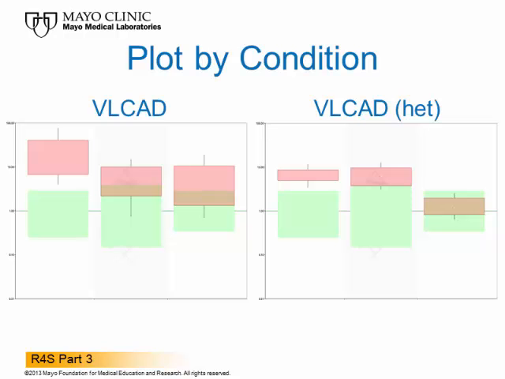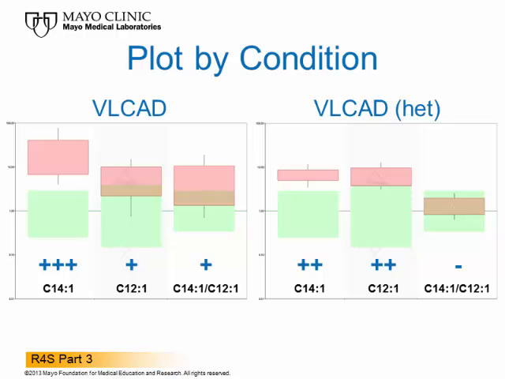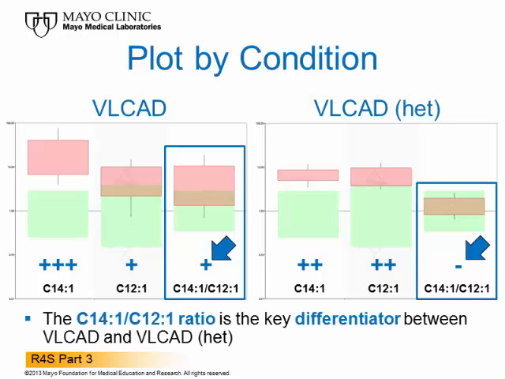This slide shows a simplified version of a plot by condition, where only the three markers highlighted in the previous slides are displayed. Using a plus-minus evaluation, the plot shows that the disease range of C14-1 is markedly elevated in VLCAT, 3 pluses, no overlap with the reference range, but also moderately to markedly elevated in VLCAT carriers, shown as 2 pluses. Surprisingly, C12-1 behaves differently, with a higher range and consequently less overlap in carriers. Putting these findings together, it becomes apparent that the C14-1 to C12-1 ratio is a key differentiator between the two conditions.